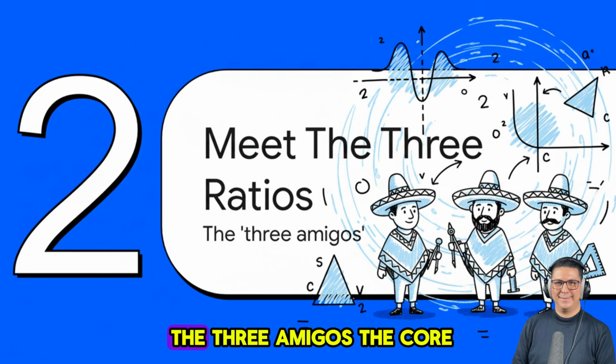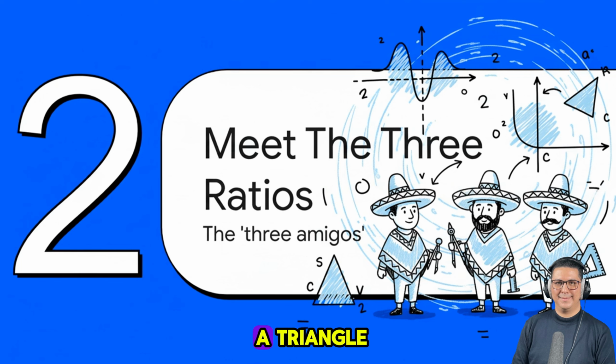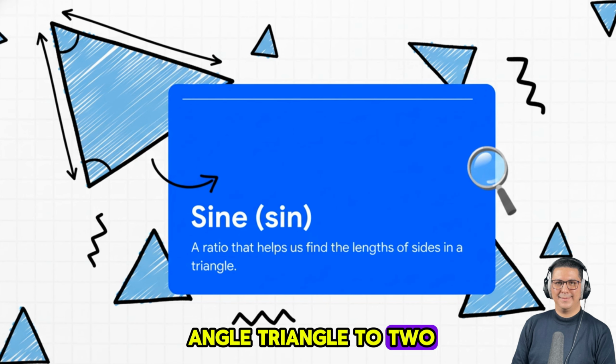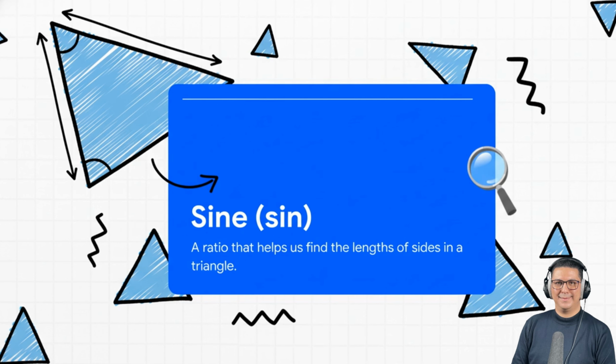Now, to unlock all these relationships, we really only need three basic tools. Think of them as the three amigos, the core functions that do all the heavy lifting in trig. They're kind of like recipes that connect an angle to the lengths of a triangle's sides. First up, we've got sine, or just sin for short. Now, don't worry about the name, it's just what it's called. This is our first tool for connecting an angle in a right-angled triangle to two of its sides.